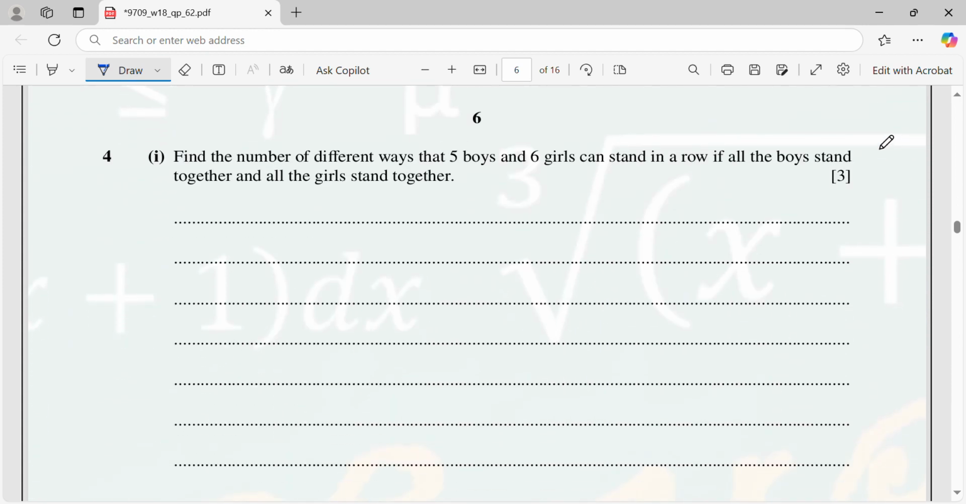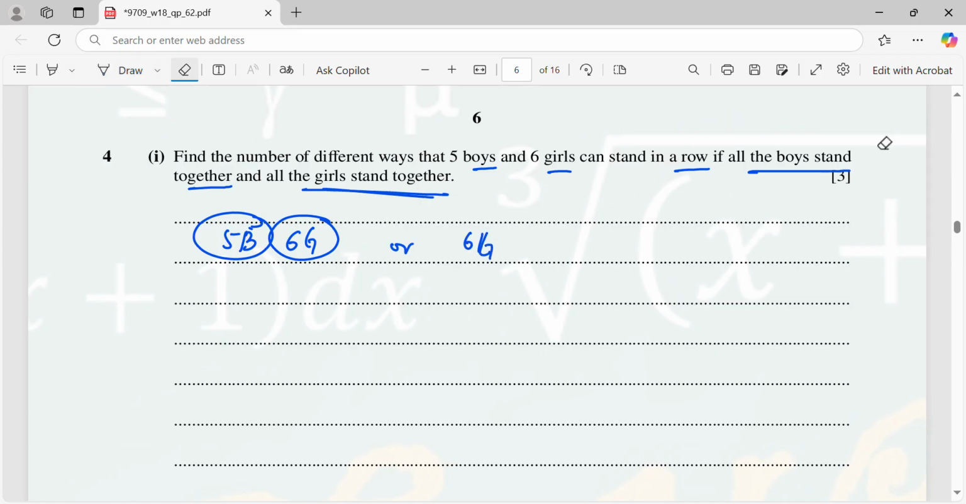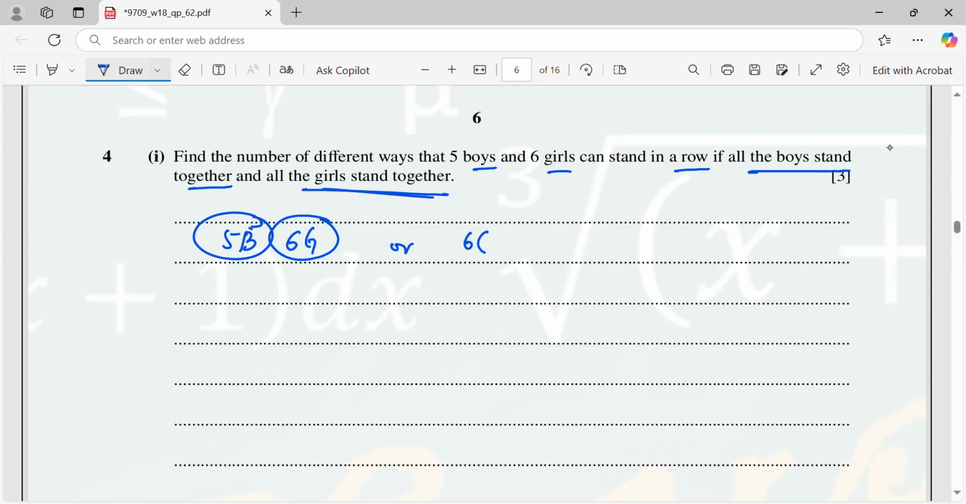Okay, next question number 4. Find the number of different ways that 5 boys and 6 girls can stand in a row if all the boys stand together and all the girls stand together. Okay, so which means now you have 5 boys, 6 girls. If stand together means that 5 boys in a group, 6 girls in a group. Or I would say that girls first, right? All the girls are on the left side and then all the boys are on the other side. So we have 2 choices here.